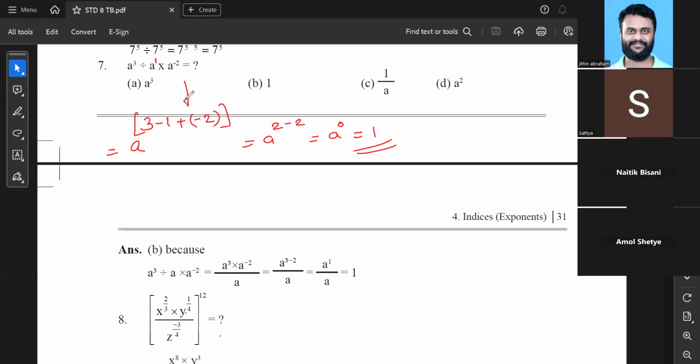They have done it in a different way, but I feel this method is longer. You always go for this approach, which I'm teaching you. This will give you the answer very quickly. So whenever you see division, you simply write a subtraction. Whenever you see multiplication, you simply write addition. बाकी इंडेक्स में जो भी रहेगा as it is लिख दो, काम खत्म. Okay?